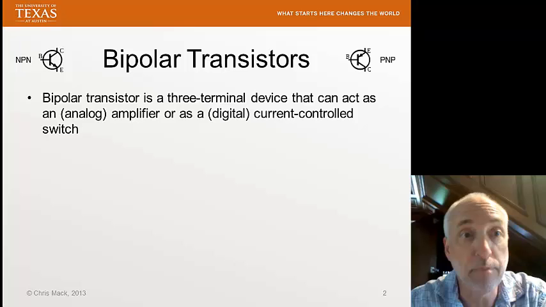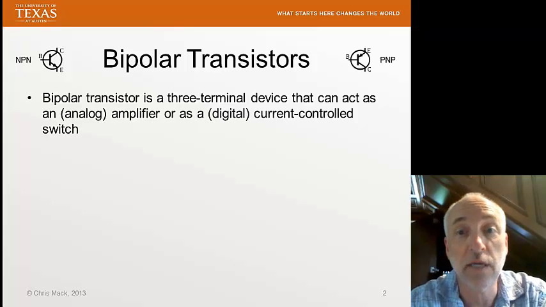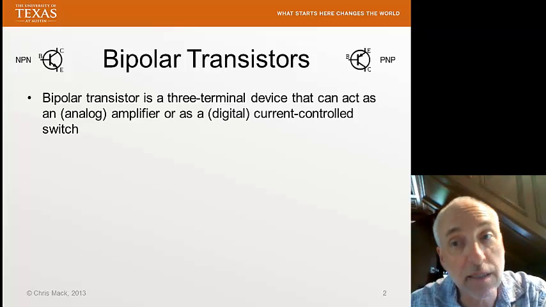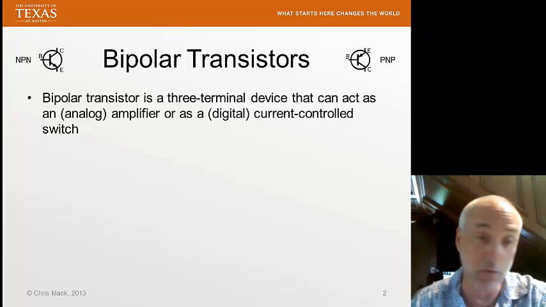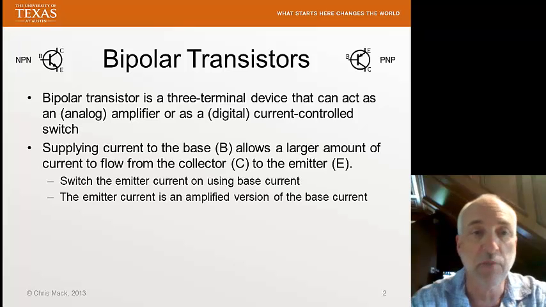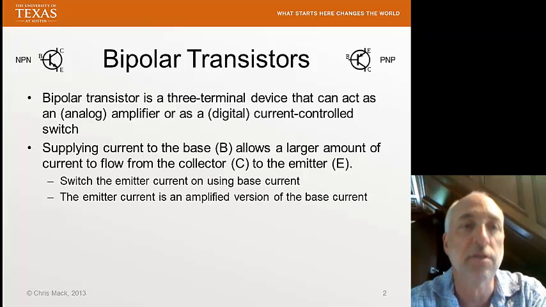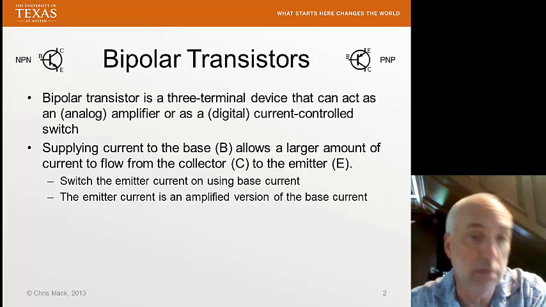where the current into the base is amplified, or you can use it as a switch, turning the switch on and off, and it's a current controlled switch. When you add current to the base, it switches on. Take away the current from the base, it switches off. Supplying the current to the base is kind of the input signal, and then the current that flows from the collector to the emitter is the output signal.